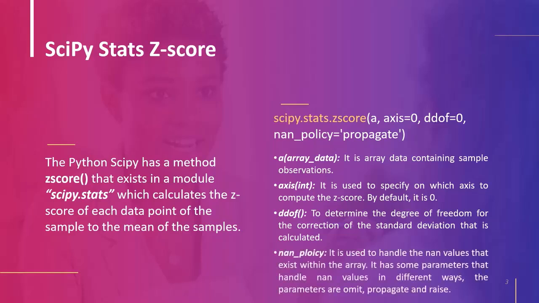nan_policy, which defines how to handle the case when the input contains nan values. By default, it is propagate. So nan_policy accepts three options: propagate, raise, and omit. Propagate returns nan values when the given array contains nan values. Raise generates an error for the nan values in the given array. Omit performs the calculation ignoring the nan values within the array.